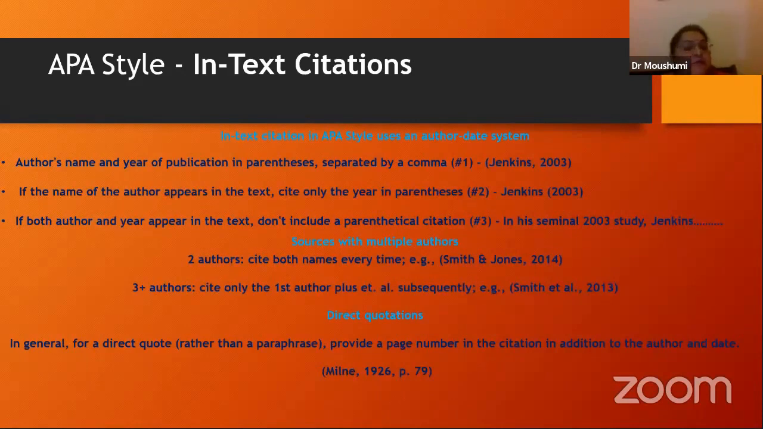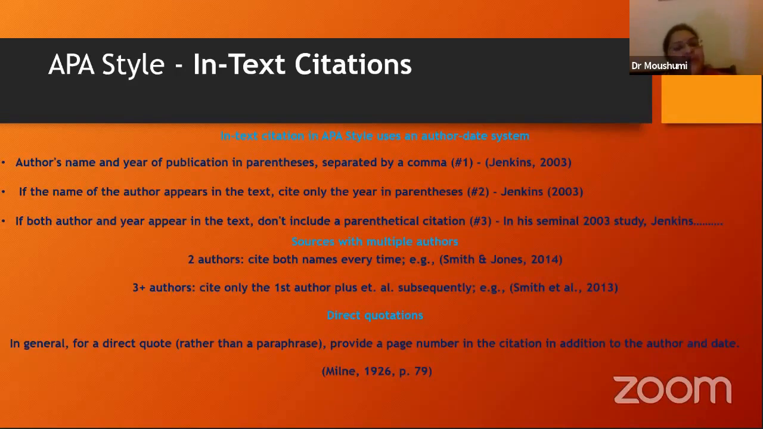Sometimes we need to put the name of the author outside the parenthesis. In that case, we write Jenkins, we don't put any comma, and within parenthesis, we write 2003. My friends, do you see? Citation style is so very important and so very minute. A single comma can actually change your research output value if you don't pay attention to the small things.